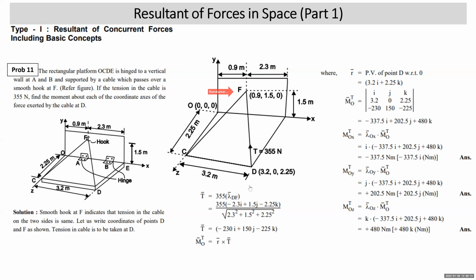Let's come to point D. Point D is lying in the XZ plane. X coordinate parallel to the X axis is 3.2 on the positive side. Y coordinate is 0. Z coordinate parallel to the Z axis is 2.25. So you got the coordinates of point D also. Now you need to write the tension in the cable in vectorial form. So tension T bar is equal to 355 into lambda DF. DF means what? F minus D. Magnitude into the vector DF divided by its magnitude. DF is 0.9 minus 3.2, minus 2.3 I. 1.5 minus 0, 1.5 J. 0 minus 2.25, minus 2.25 K.